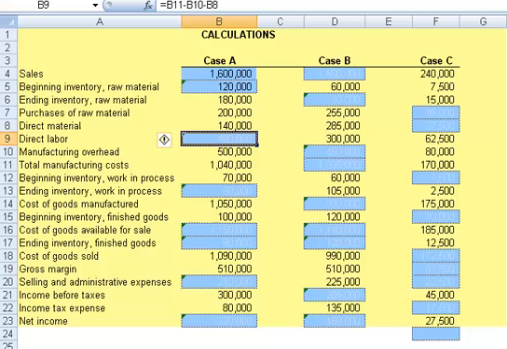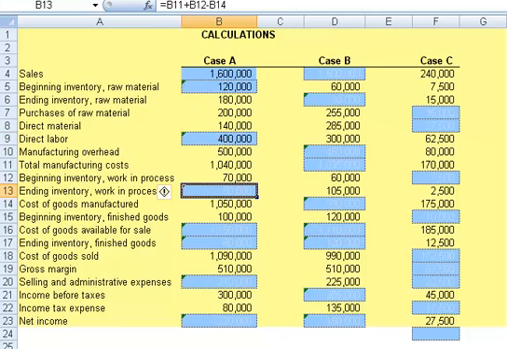Now with direct labor, to solve this one we need to know all the other unknowns. So we get 400,000. Well, how did we come up with that? We take what's in cell B11, which is total manufacturing costs, and subtract out manufacturing overhead and direct materials, and the only other component that was left was direct labor, so we can solve for that one.